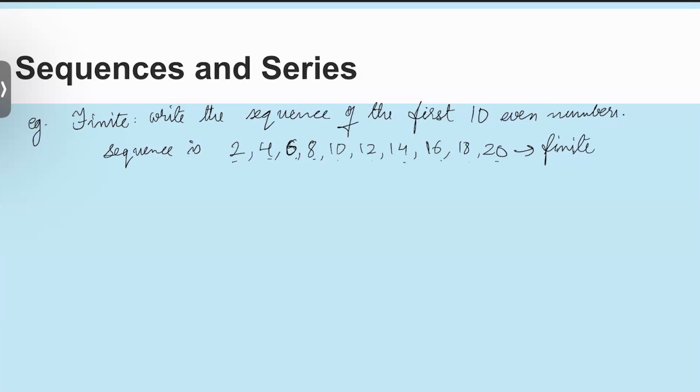Now infinite, as you know, has no limit. No matter what you do, if you are asked to write the sequence of all positive real numbers, it will start with, say, 1, and it can extend up to infinity on the positive side of the real numbers. So that is how you can have your finite and infinite series.